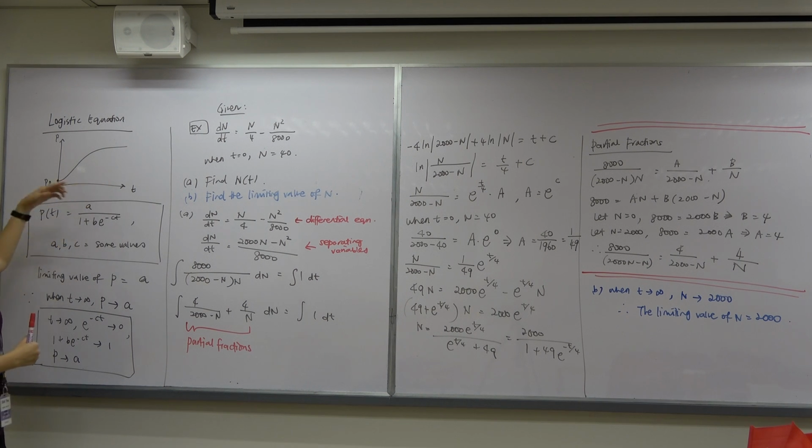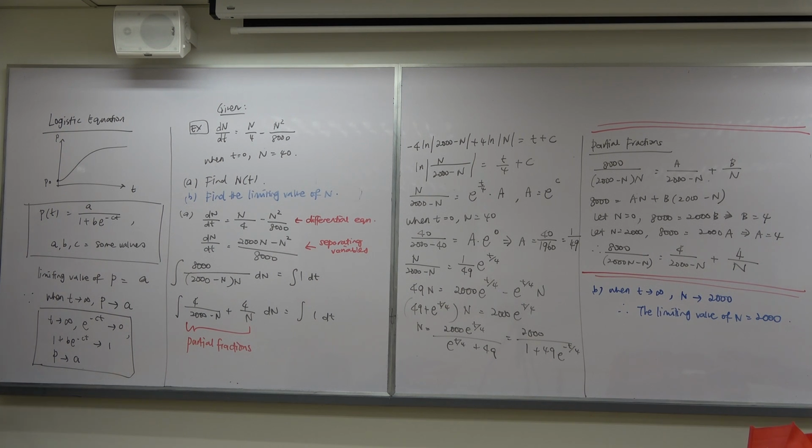Let's say we have two variables, t being time, and t can be in terms of years, months, days, or even minutes or hours. And P, let's say, is the population. So how would your logistic equation look? It will probably be P(t) equivalent to A over 1 plus B e to the power negative Ct, with A, B, C being some values. P(t) simply means P in terms of t.